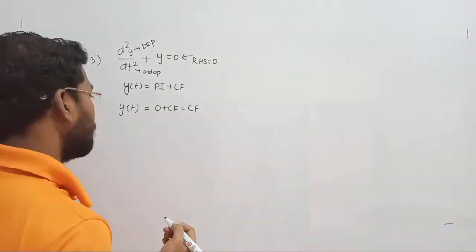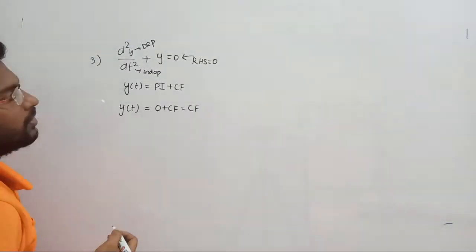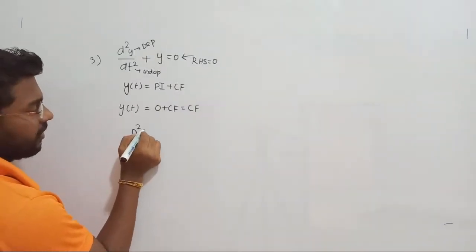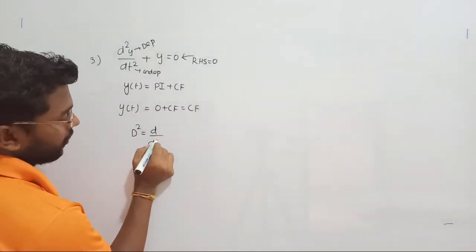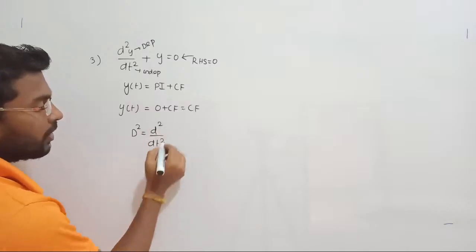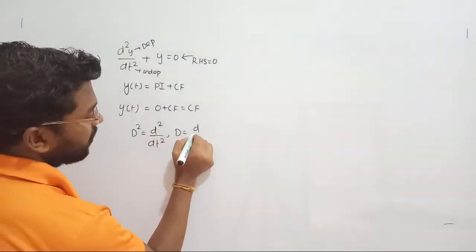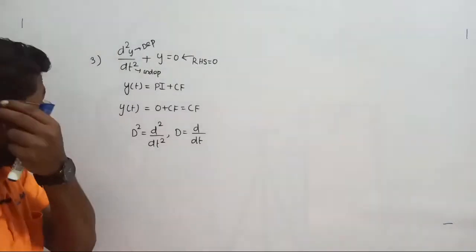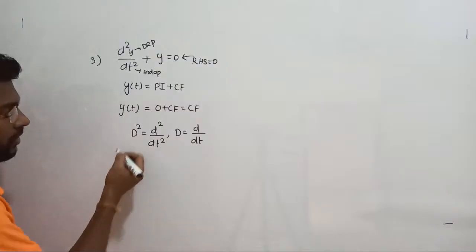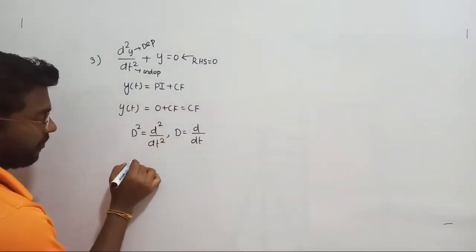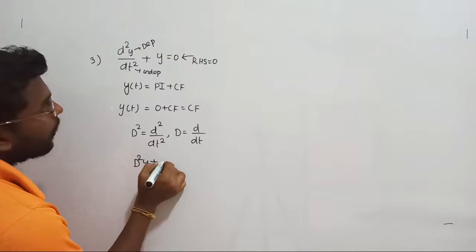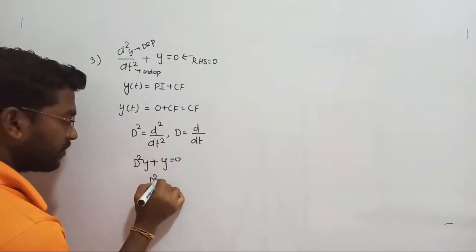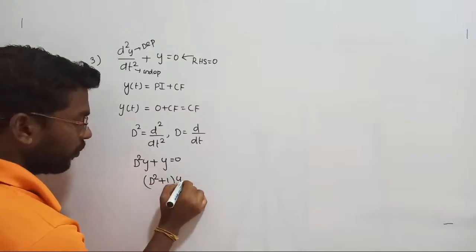Okay, let's try and find the complementary function. We know D square. Now in this case, D square means d square upon dt square. Similarly, D means d upon dt. Why? Here my independent variable is t, not x. Let's try and find out the answer. For the given function, it can be written as D square y plus y equal to 0. From this you can write (D square plus 1) into y equal to 0.